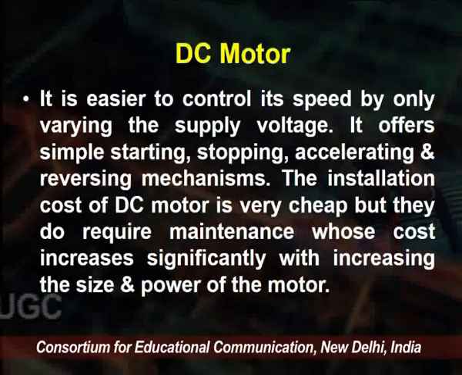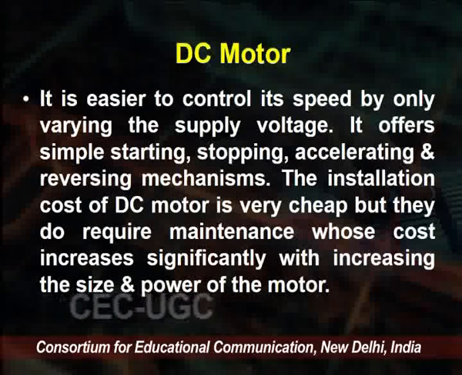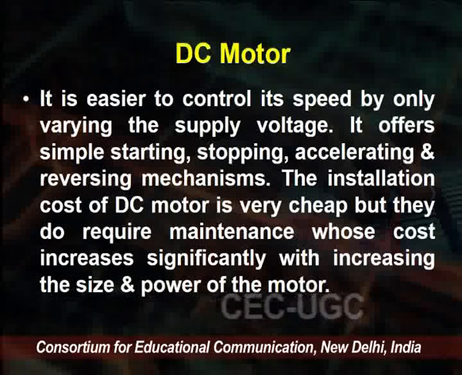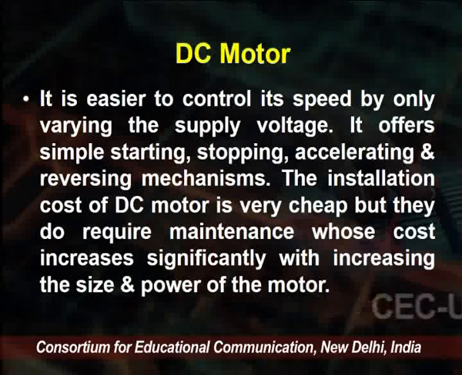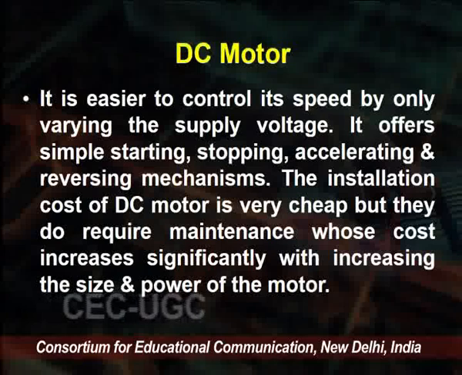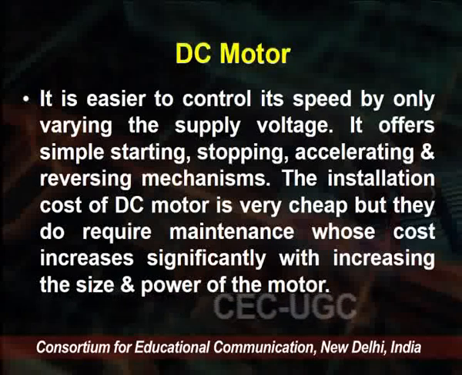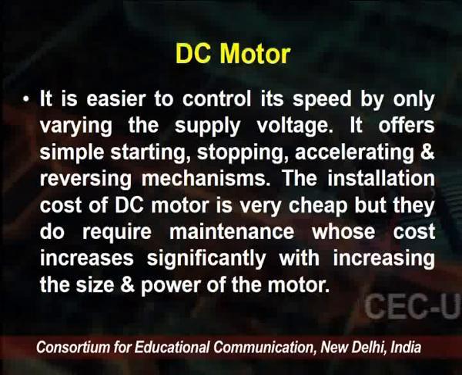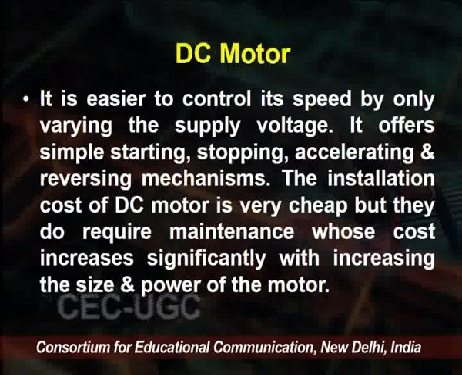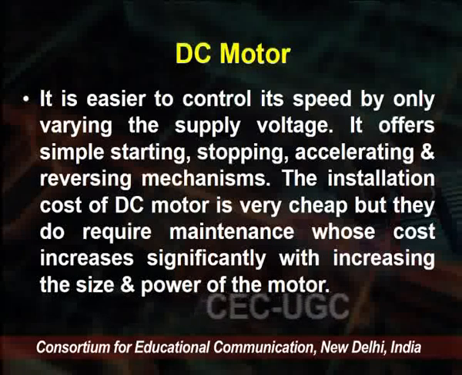These types of DC motors were the first motors to be invented. First the DC motor was invented, and it is easier to control the speed by only varying the supply voltage. It means we can control the speed of the motor by changing the voltage which we apply. The DC motor has very simple starting, stopping, accelerating and reversing mechanisms, so it is easy to use.